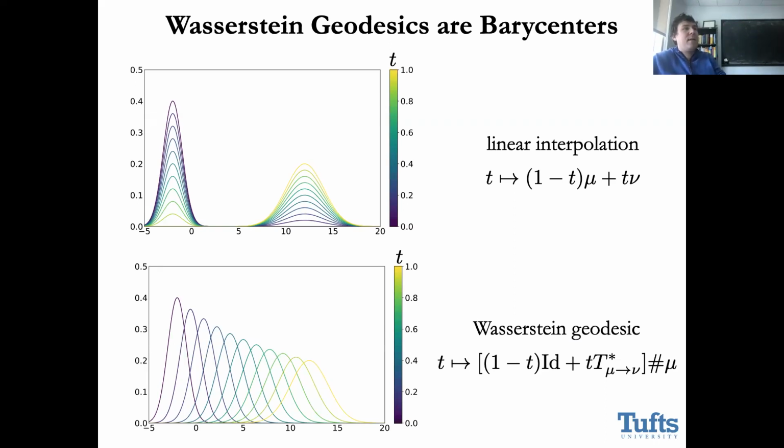And what I'm showing you on the bottom is the Wasserstein geodesic, which in fact coincides with the Barycenter between these things. And the point I want to make is that the structure of these measures is preserved under the Wasserstein geodesic and Barycenter constructions in a way that's not preserved in the linear setting.